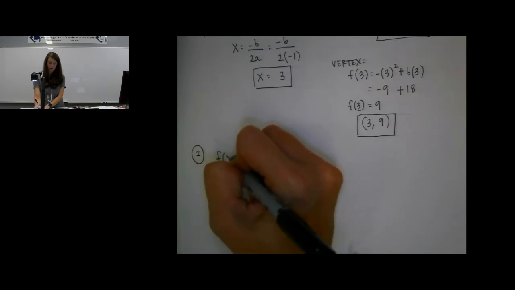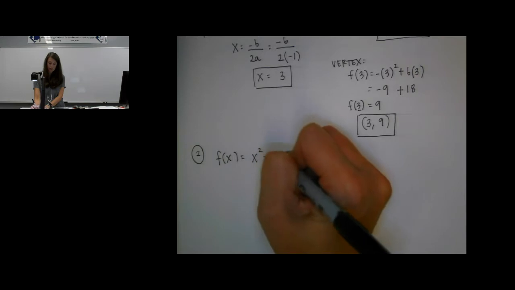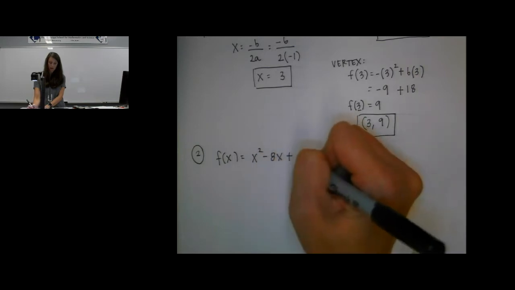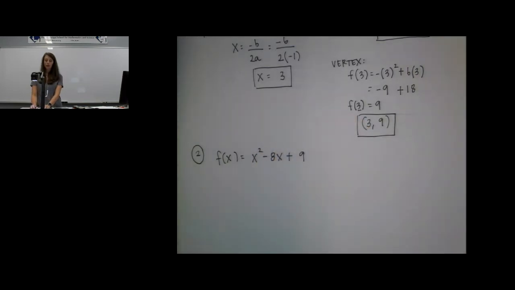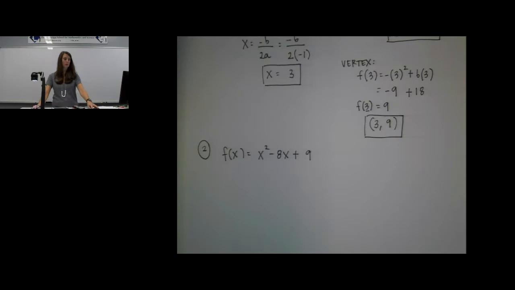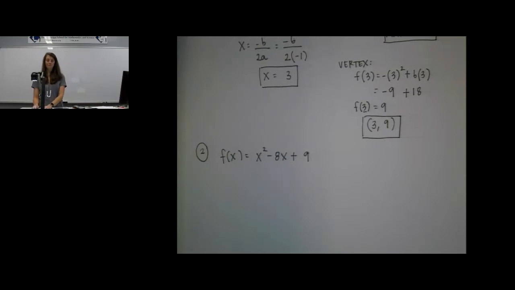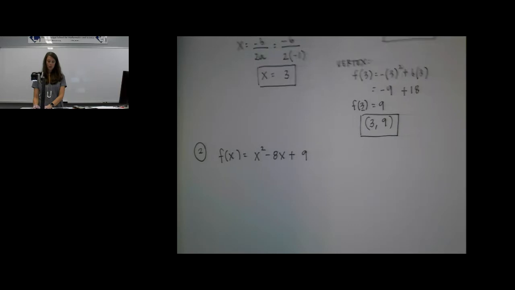So f of x is equal to x squared minus 8x plus 9. I want you to find the axis of symmetry. Is it a maximum or a minimum point? And how does it open? Does it open up or open down? Find the vertex. Okay, I'll take a minute and try to do that one.